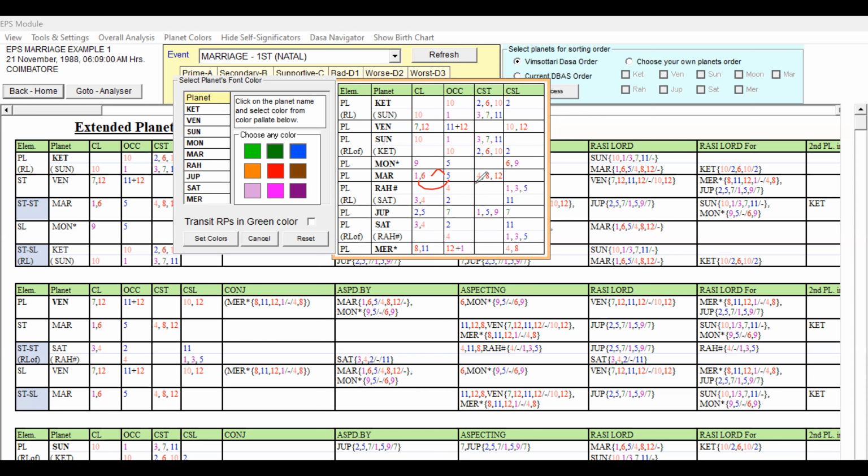But it has got 4, 8, 12 star Lord, so it is supporting the 6th house. So 1 and 5 are favorable, and 6 and 4, 8, 12 are unfavorable. So we can say it is going to be a mixed one. So Mars, we can give the mixed pink shade.